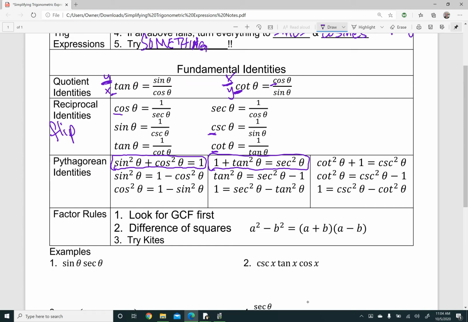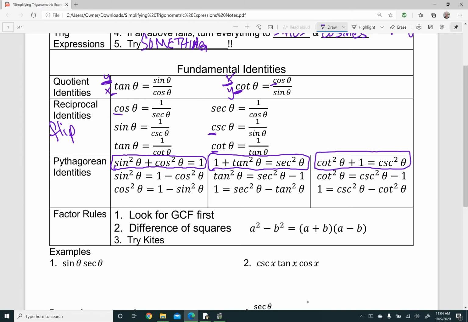I divided everything by cosine squared. So if I divide this by cosine, I get sine divided by cosine is tangent, cosine divided by cosine is 1, and 1 divided by cosine is secant. And then I just rearranged it. And then I did the same thing down here. I solved for tangent, so I subtracted 1 from both sides. Then here's the other one.